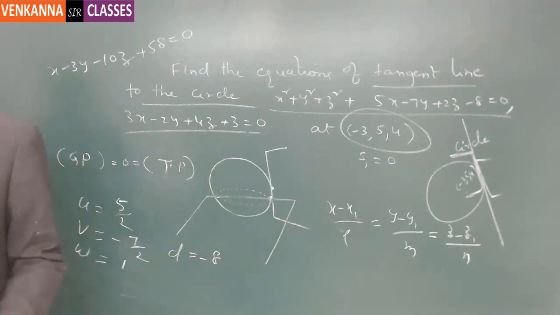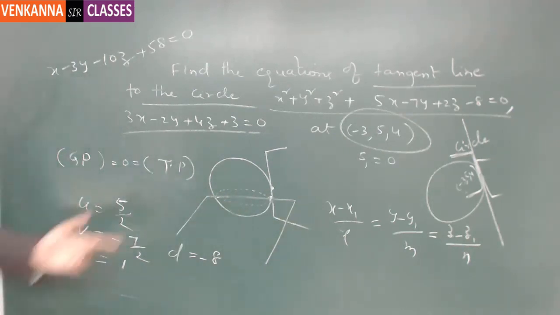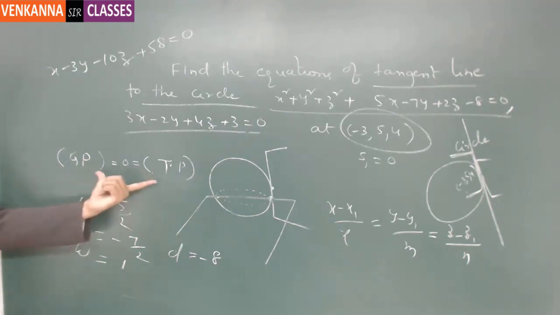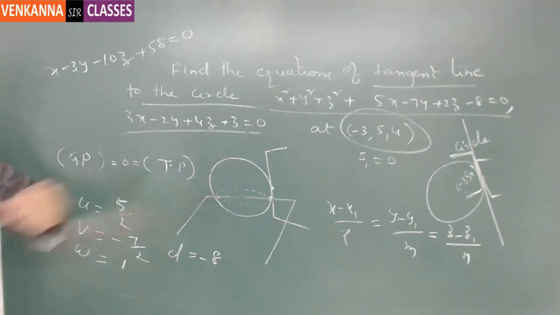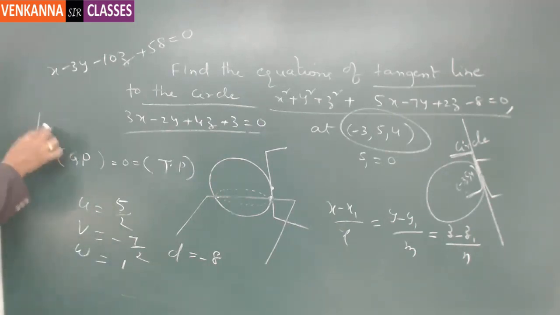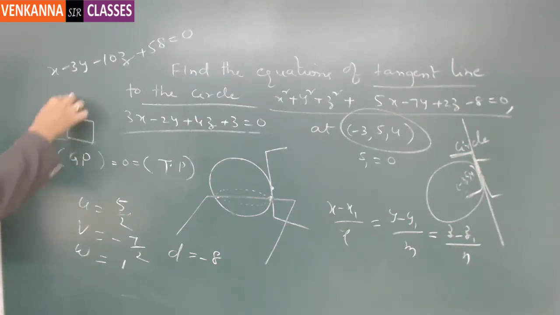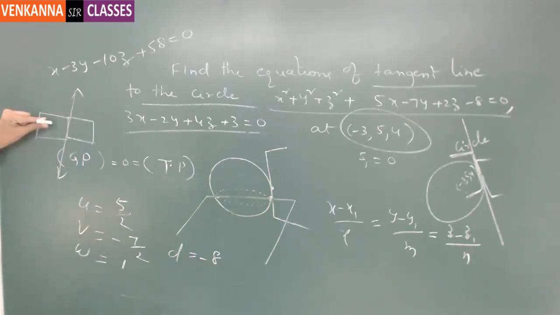They will be found very easily because the normals of the planes are perpendicular to the line. If you say that this is one plane and this is the other plane, so this is the line of intersection, then the normal to the plane is always perpendicular to this line.